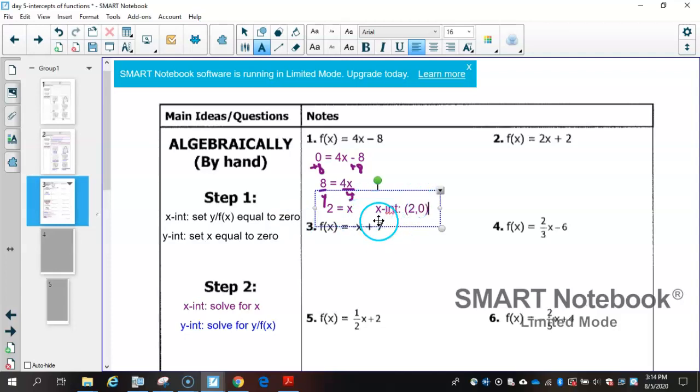Right? So that would be our x-intercept of this, and then I could check this, put 2 into x. 2 times 4 is 8. 8 minus 8 is 0, and that works out because y is 0, or f of x is 0.